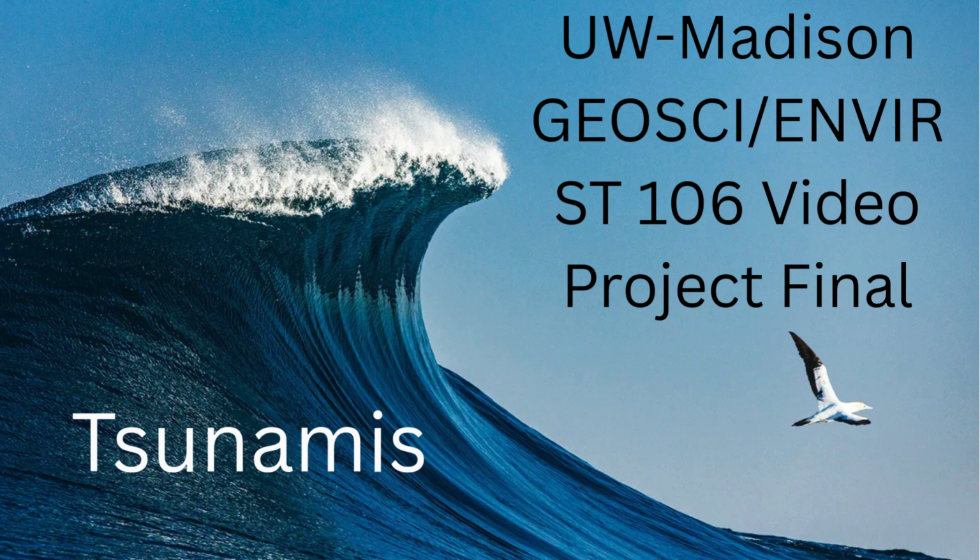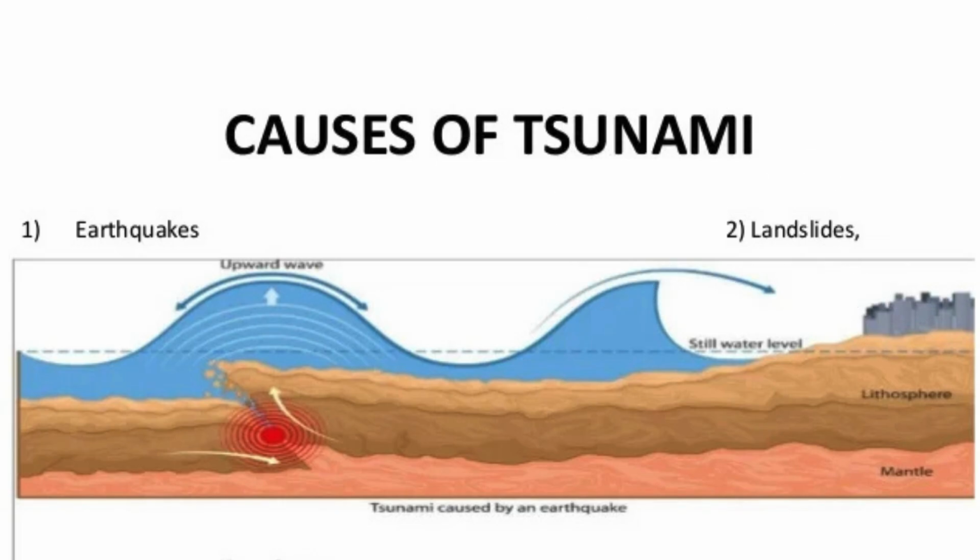I will be discussing tsunamis in my video. I will be talking about how tsunamis are created, the places they occur frequently, and the potential dangers. Tsunamis most commonly are a product of an earthquake, but volcanic eruptions and underwater or coastal landslides can also create tsunamis.